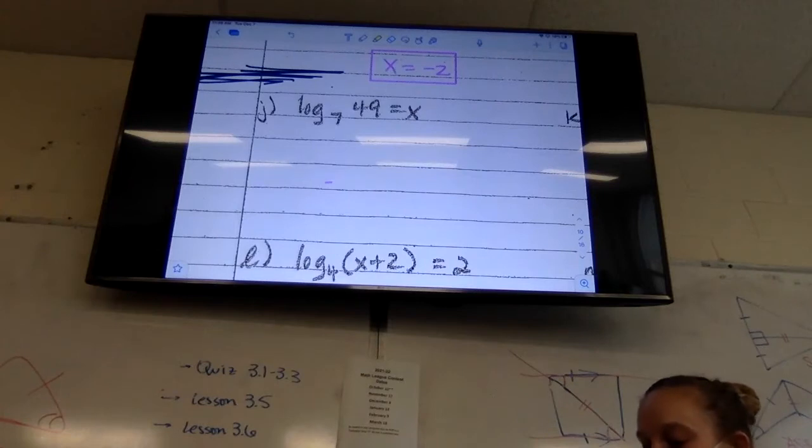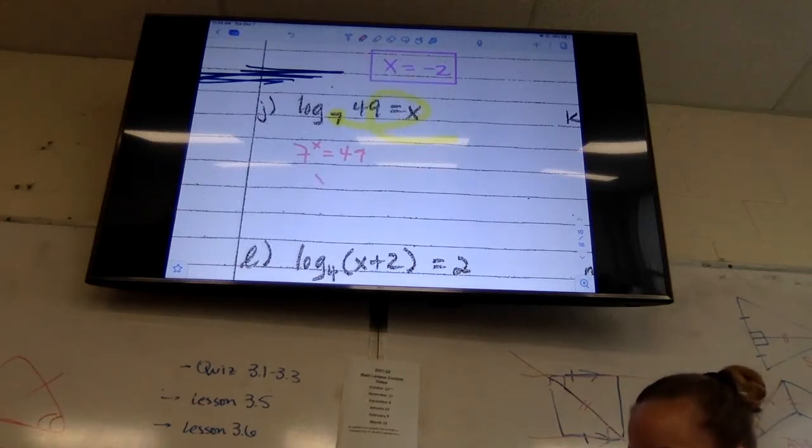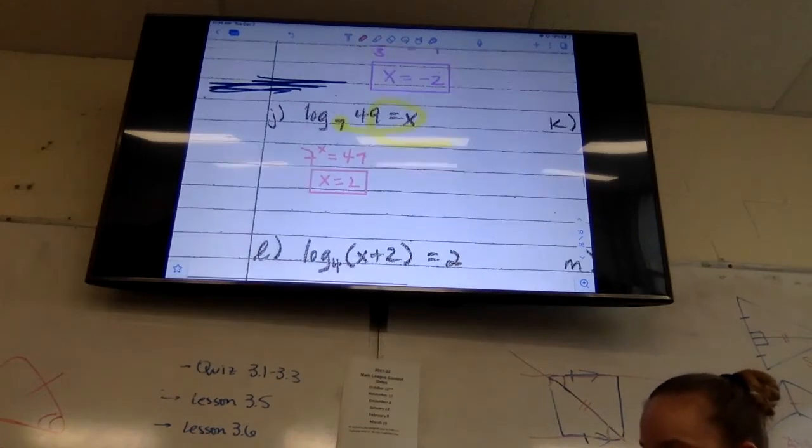So when I have log base 7 of 49 equals x and we log roll, I'm going to do 7 raised to the x equals 49. I got my little log roll there. So 7 raised to the x equals 49. And the reason it's in exponential form is now I can easily solve and say, okay, 7 to what power equals 49? x equals 2. Very good. Let's do the next one.